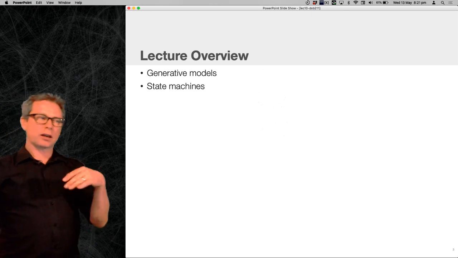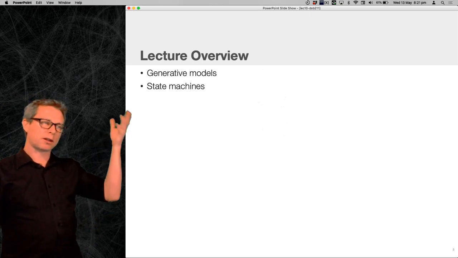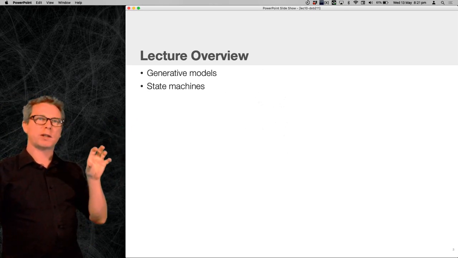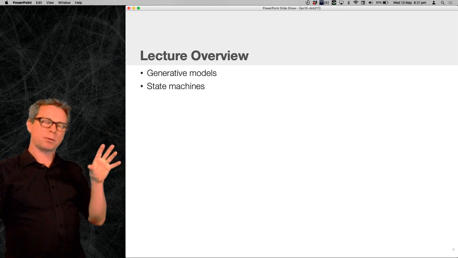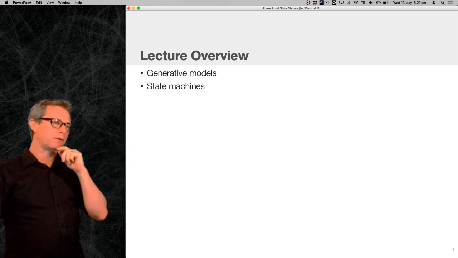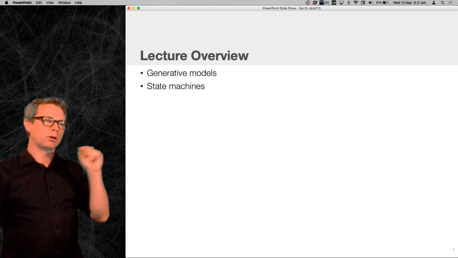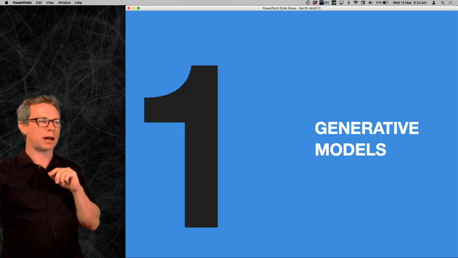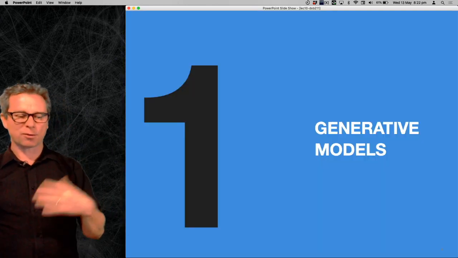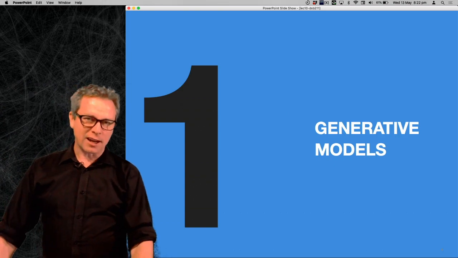So in the lecture, in the first part, I'm going to talk about some of these ideas of how we represent information and the generative potential of that, this idea of generative models. And then we're going to look at state machines in the second part. So I'll be back in a second to talk about generative models, and see you then.